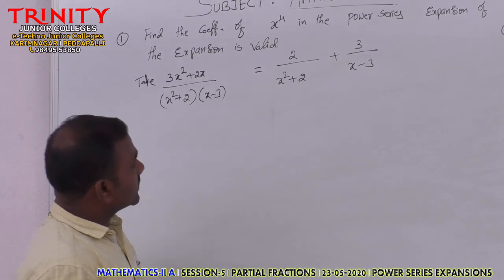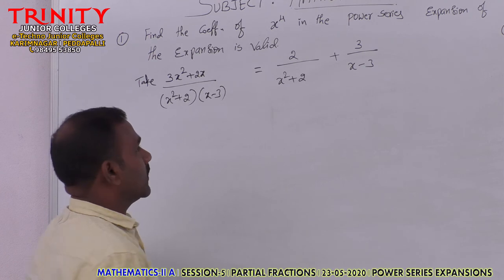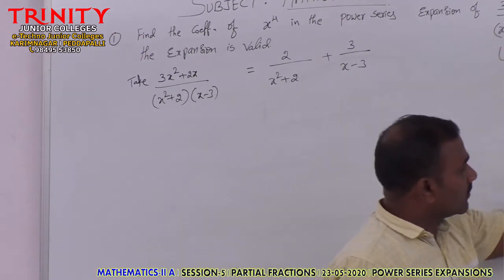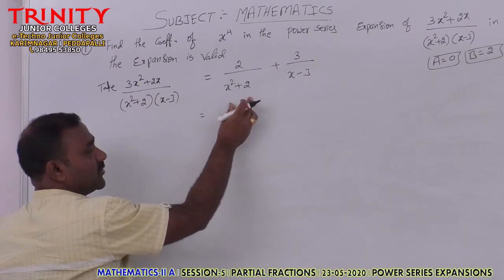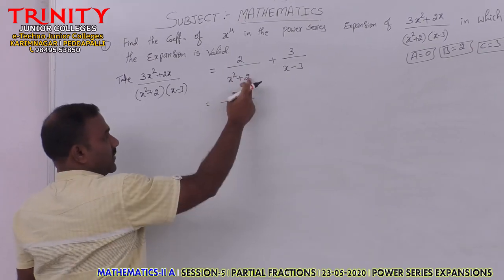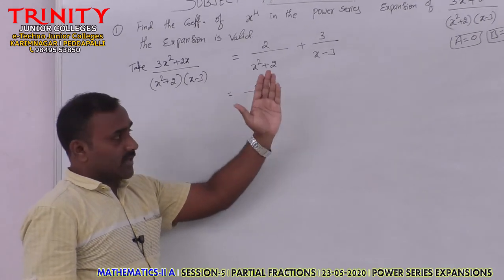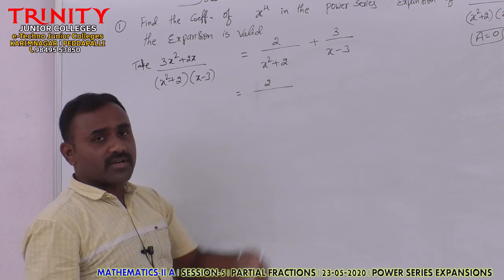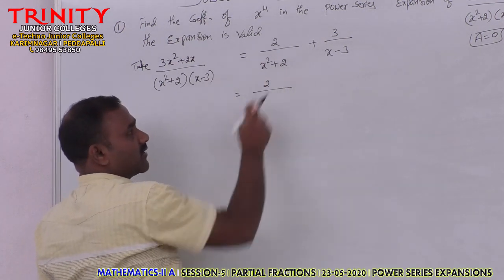Now for this he was asking the coefficient of x power 4. Now this one we have to express in a power series expansion. Now express into power series expansion. To express into the power series form, always the expression should be in the form of either 1 by 1 plus x or 1 by 1 minus x whole power something. Therefore it should be in the form of 1 plus x or 1 minus x.